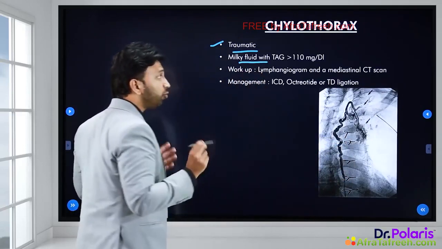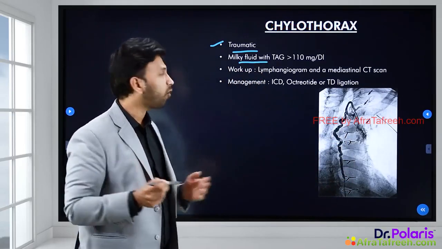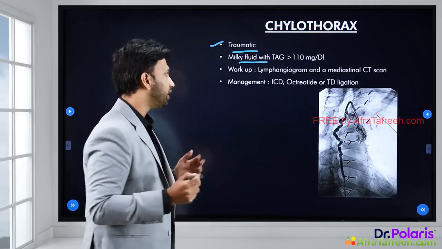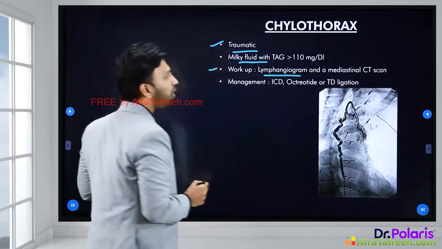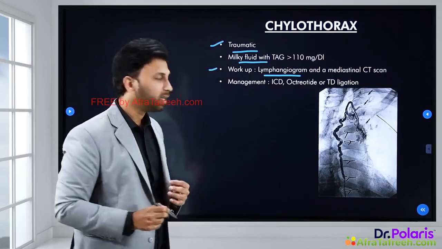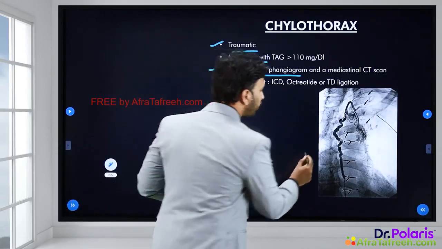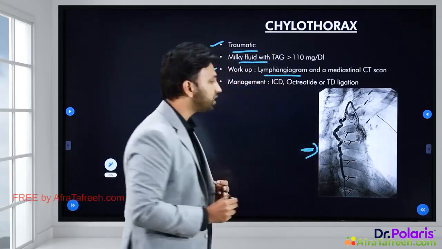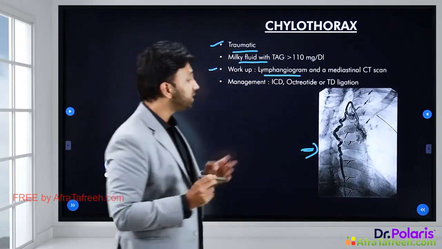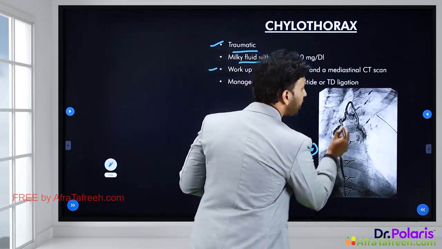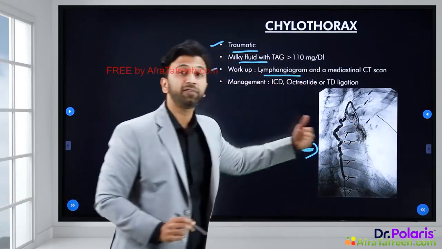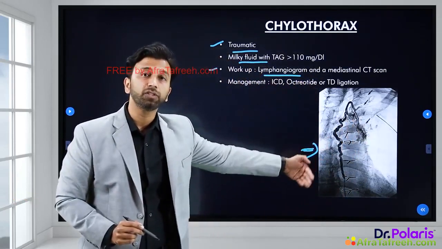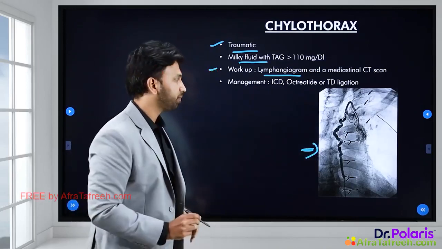Now, this milky fluid will have a triglyceride level of more than 110 milligram per dl. To diagnose it, you can do a lymphangiogram or a mediastinal CT scan. Now, this is an image where contrast has been injected into the thoracic duct, and you can see here that there is a leak of the contrast from the thoracic duct into the pleura, that is on the left side, which leads to an accumulation of left-sided pleural effusion.